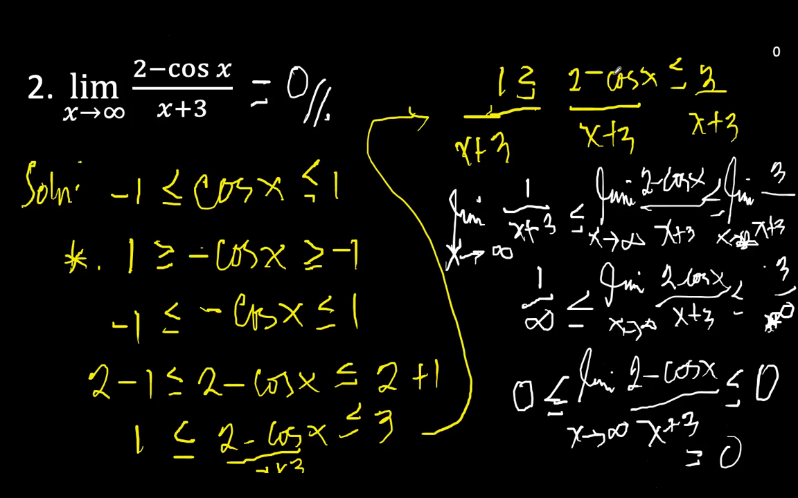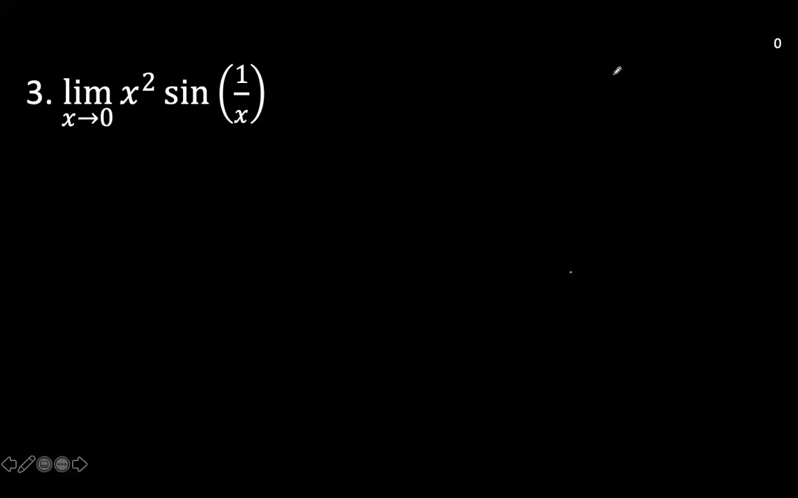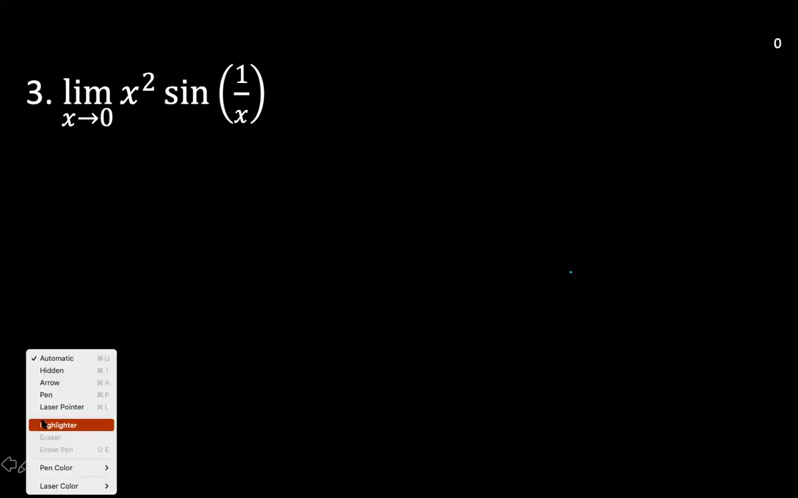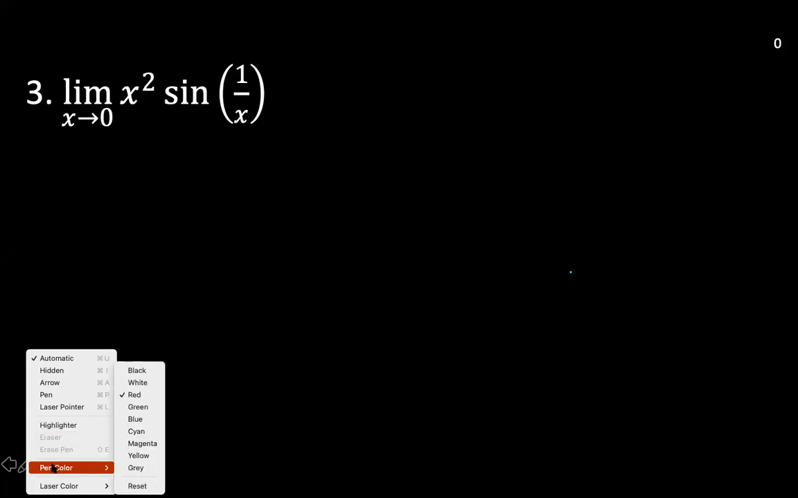Okay, and let's move on to the next example. Let's work on problem number 3. That's the limit of x squared times sine of 1 over x as x approaches 0. So how do we solve this? The expression x squared times sine of 1 over x is quite complicated, as we haven't dealt with other functions like this before. So what we can do is use the Squeeze theorem here.